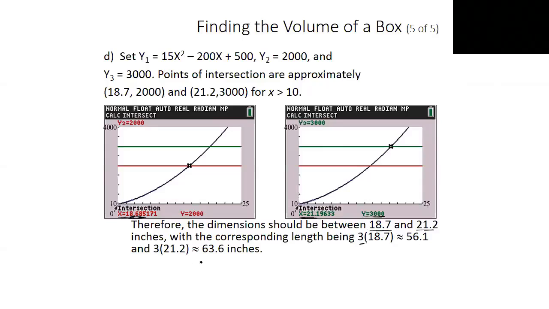Multiply that by 3 times that, so that would be the length. The length is between 56.1 and 63.6.